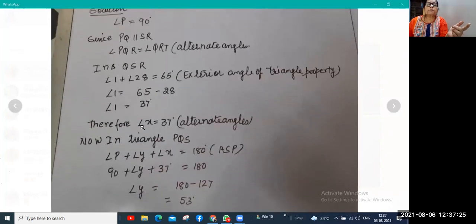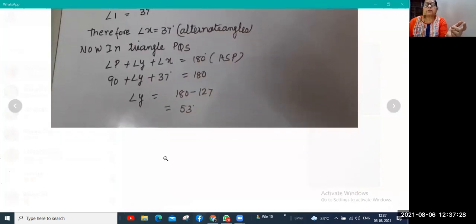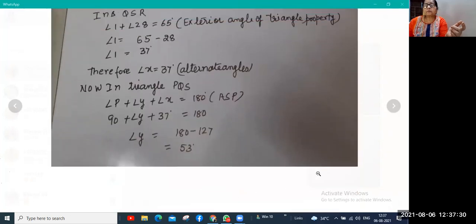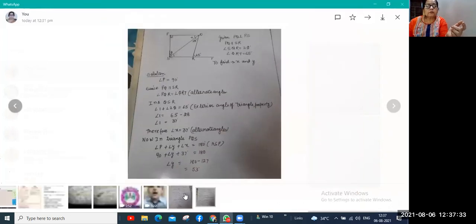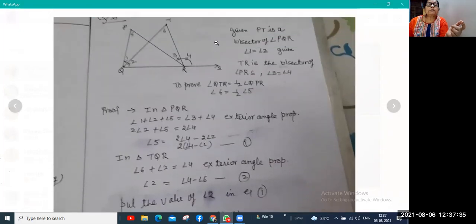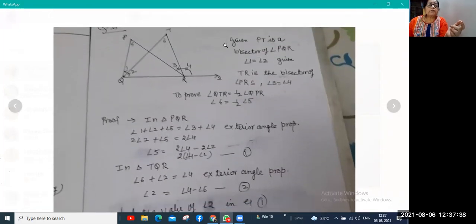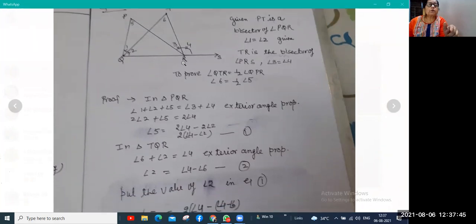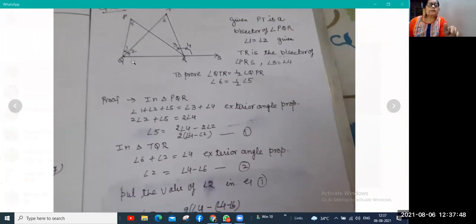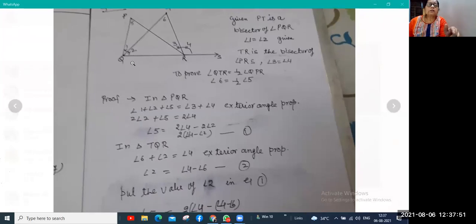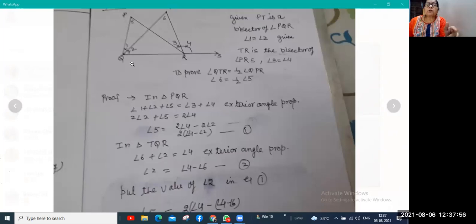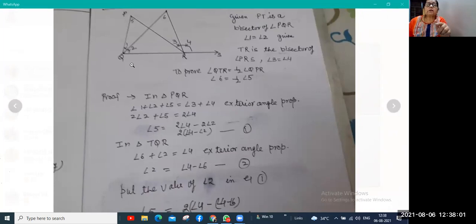Now I am going to explain question number 6. This is question number 6, and this is a very important question. Here in the question it is given that PT is the bisector of angle PQR. PT is the bisector of angle PQR. You can see I have taken my cursor to that point. Therefore, angle 1 and angle 2 are equal, because it is a bisector. That means these two angles are equal.